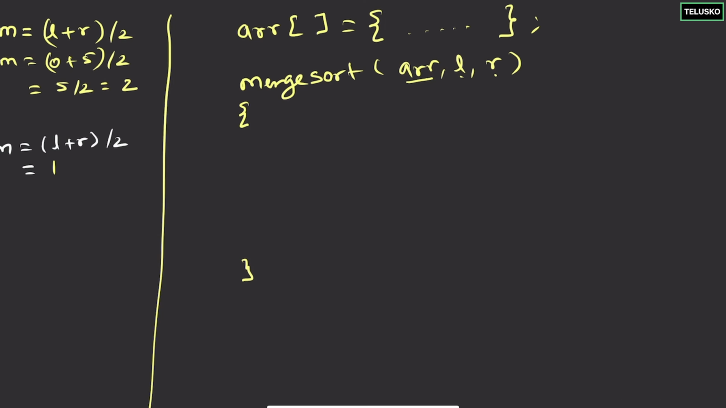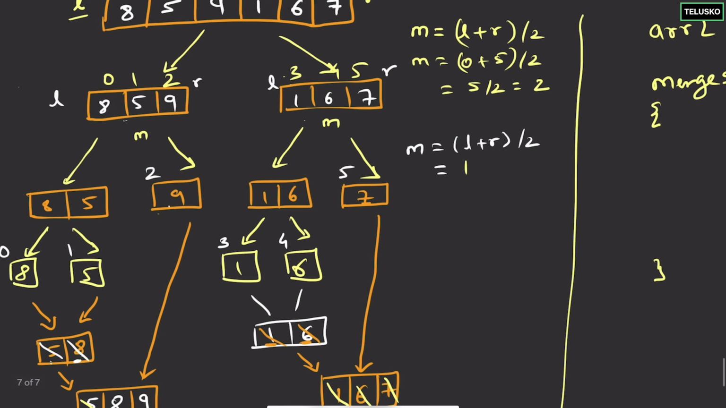Okay, now when I say divide, what does it mean? The first thing you will do is you have to find the median or the mid value. So let's find mid here. So we got mid is equal to, we know the formula, L plus R divided by 2. Now once we got the median, you will break down into two parts and you will apply the merge sort in each section.